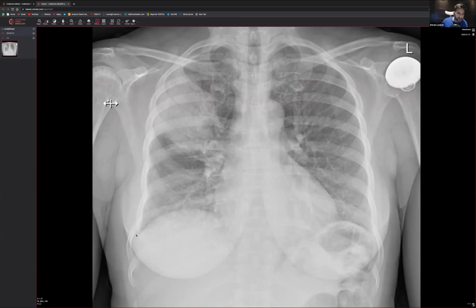So costophrenic angles, yeah, that looks quite sharp. I don't think I can see any blunting. Let's see the next costophrenic angle. A bit difficult to see, but I don't think I can see any blunting there. Behind the heart, nothing there. The hilar regions look okay. Look at the lung apices. Lung apices look okay, and look at the lung, and then yeah, you can see what looks like a big opacity located within that region over there.